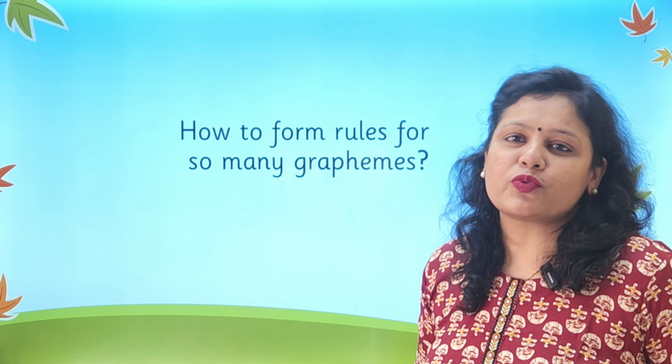For some of the graphemes we have the rules, and for some of the graphemes we have to learn those words as a part of tricky words. But how do we form those rules? So let us first try to understand how these rules are formed and why certain graphemes fall under the category of rules and why certain graphemes fall under the category of tricky.